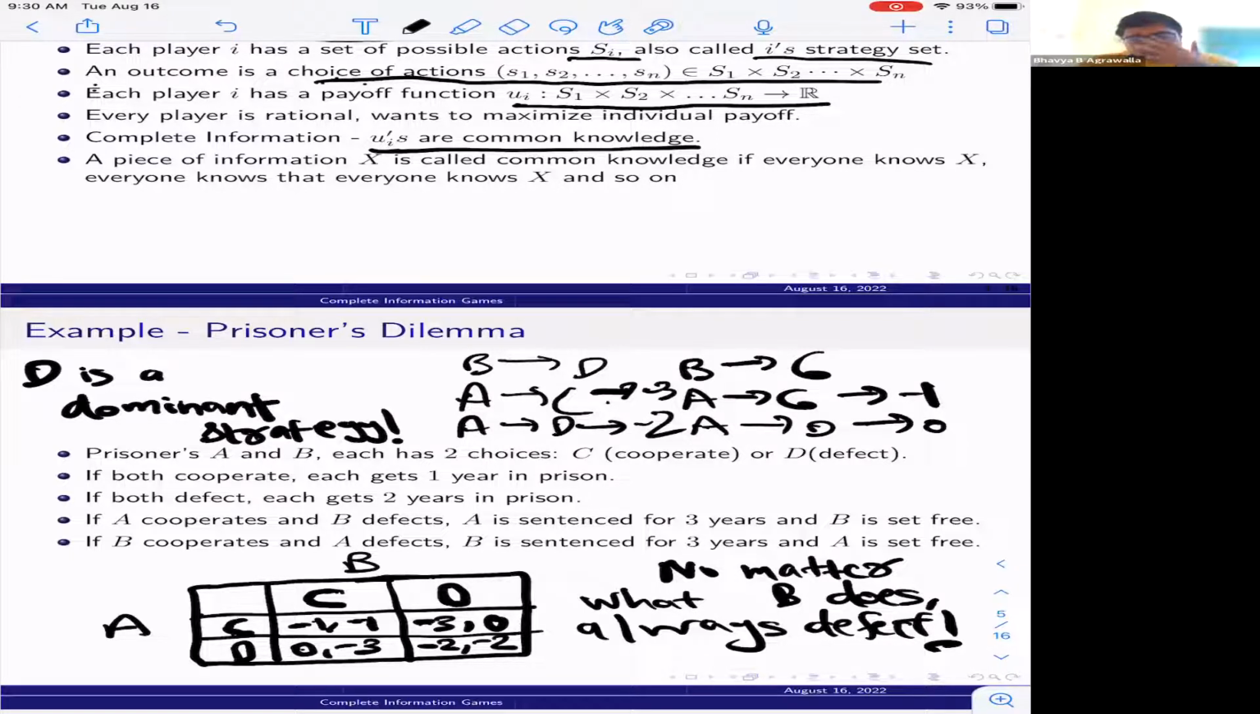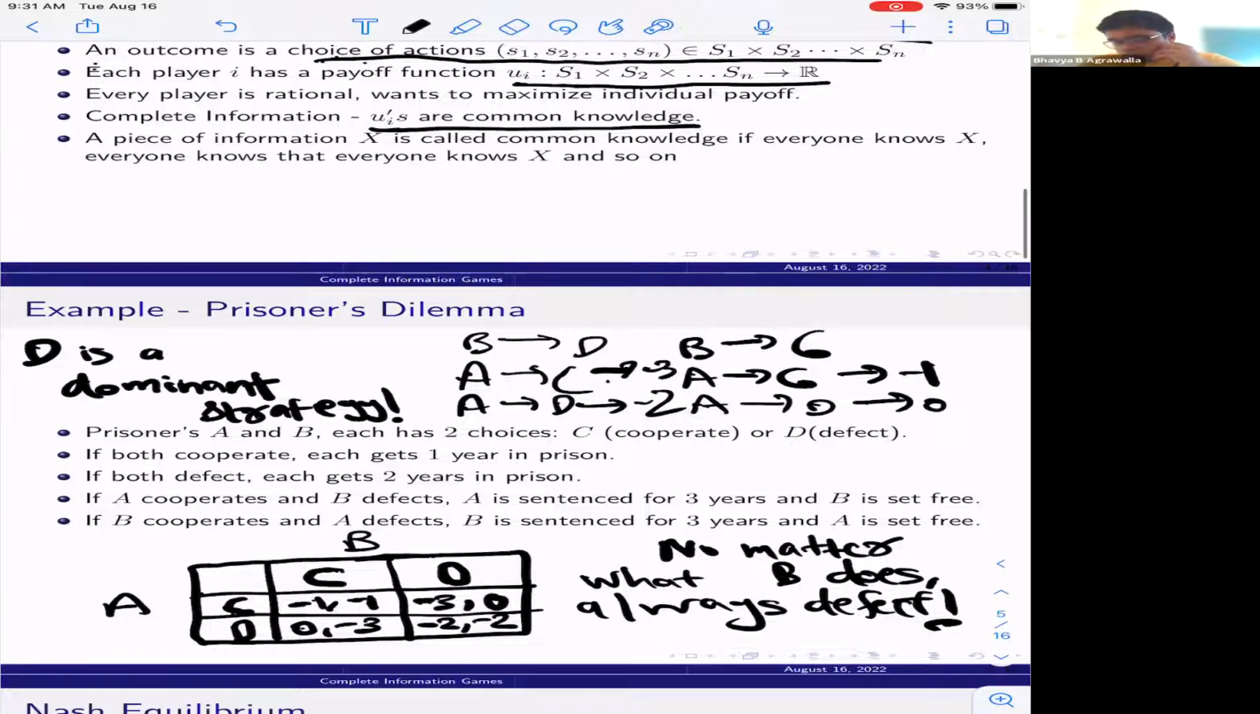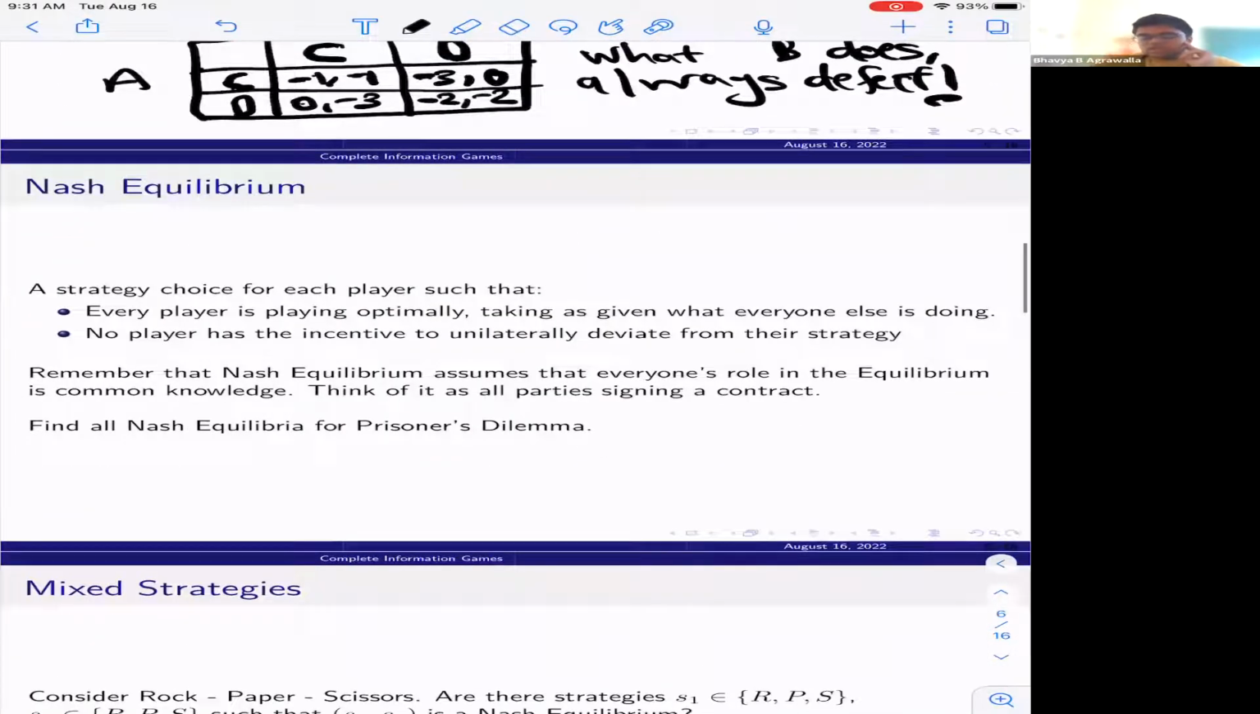In real life, if multiple players are playing a game, it would never happen that all the players have a dominant strategy, or even that one player has a dominant strategy. So we need to find a notion of solving the game which applies to more general games. And the most widely applied notion is that of a Nash equilibrium. So what is a Nash equilibrium? A Nash equilibrium is a choice of strategy for each player.